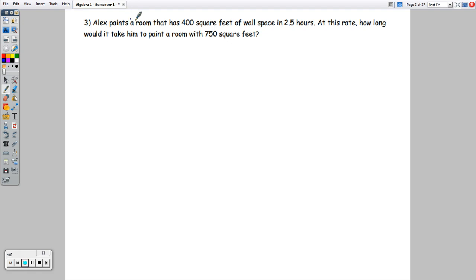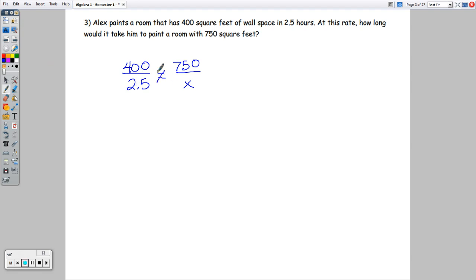Number 3, Alex paints a room that has 400 square feet of wall space, and he does that in 2.5 hours. At this rate, how long would it take him to paint a room with 750 square feet? So one way to do this is just to say that 400 over 2.5, that comparison would match up in the same way that 750, the larger room, would be to x. We're trying to solve for x. So how many hours does it take to paint the 750 if it's 400 matching up with 2.5?